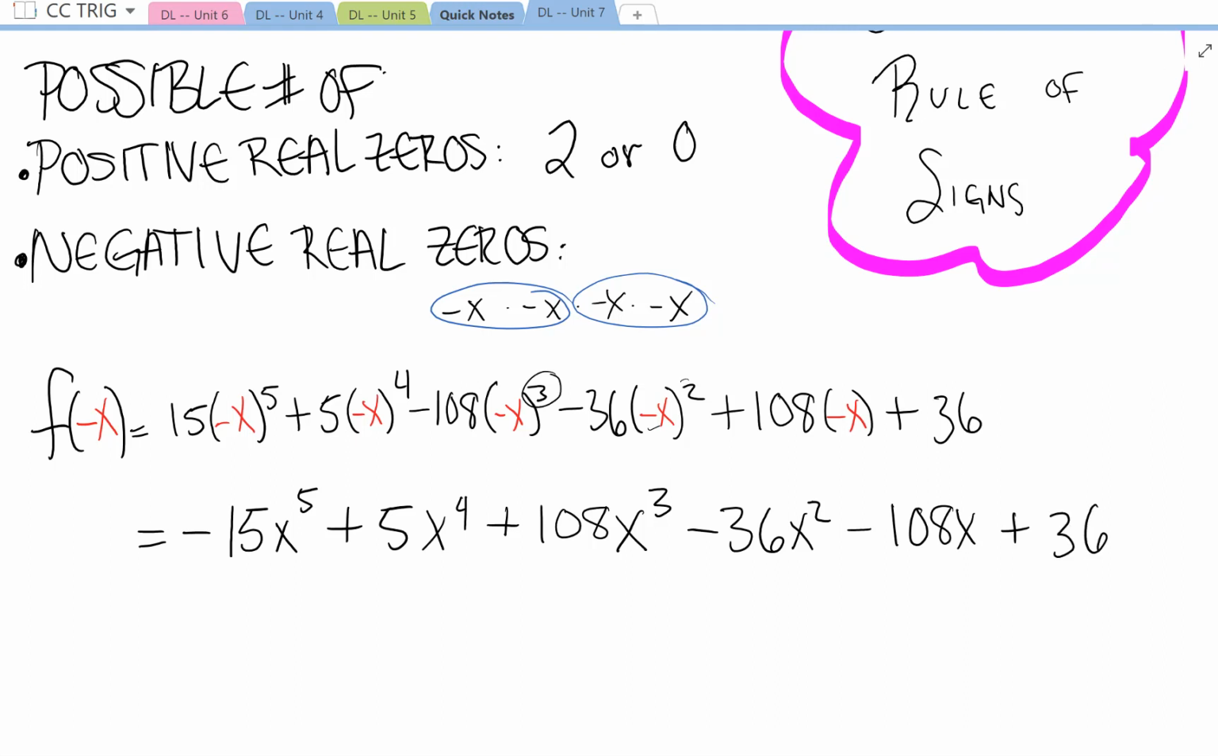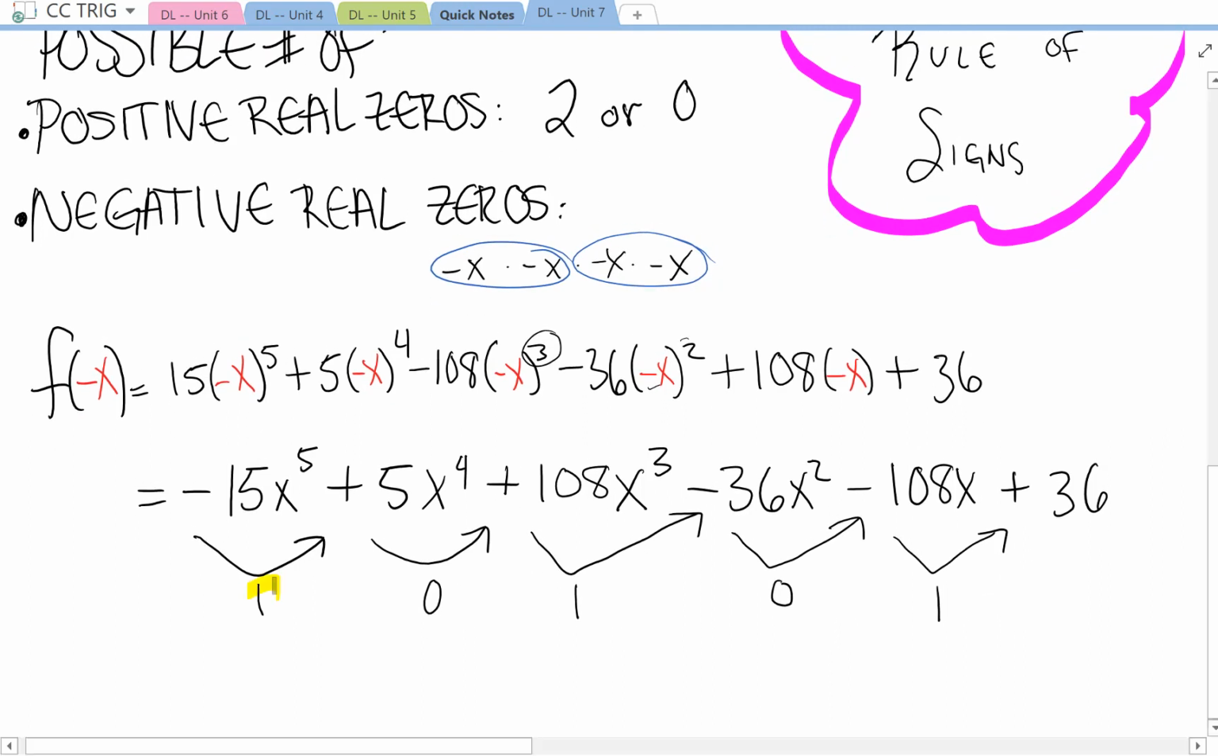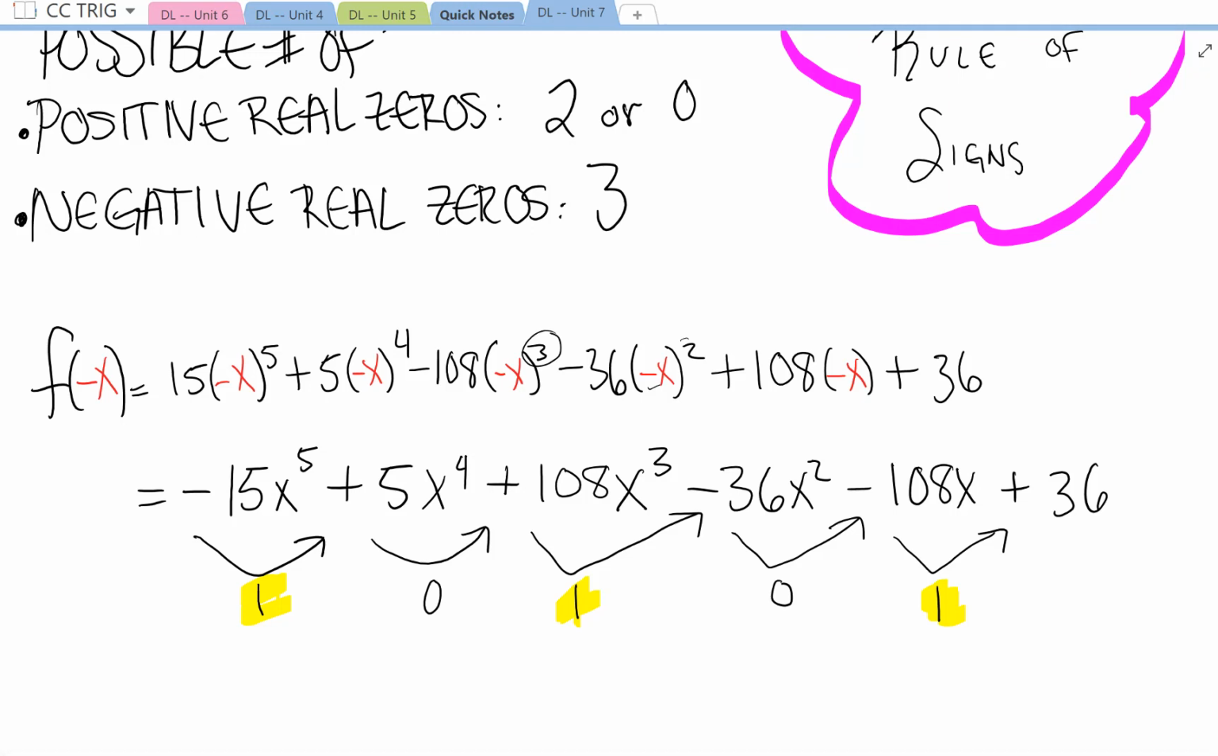Now take a look at the sign changes. Negative to a positive, that's 1. Positive to a positive, that's not a sign change. Positive to a negative, that's another change. Negative to a negative, no change. Negative to a positive, that's one change. Okay, so 1, 2, 3. There will be 3 possible negative zeros or 3 minus an even integer until you reach 0 or a negative. So what is 3 minus 2? That's 1, and 1 is also a possibility for the number of negative real zeros.